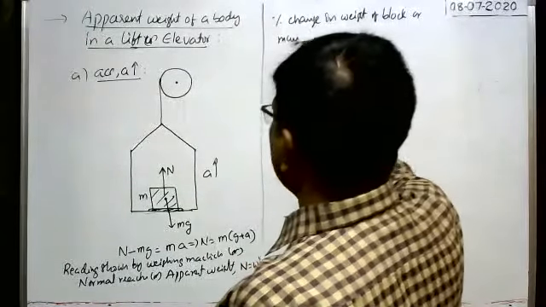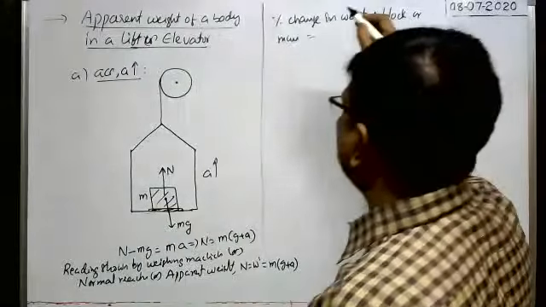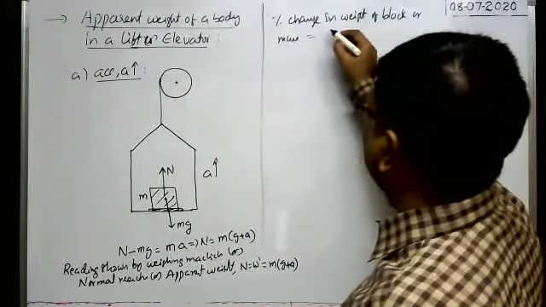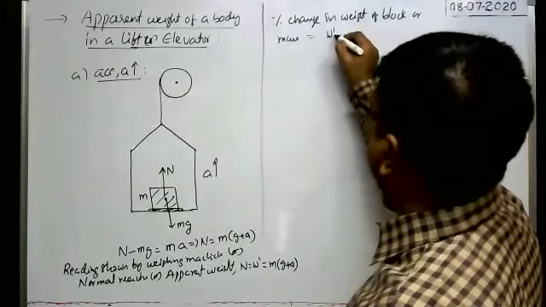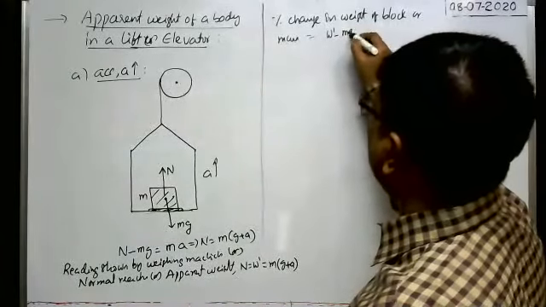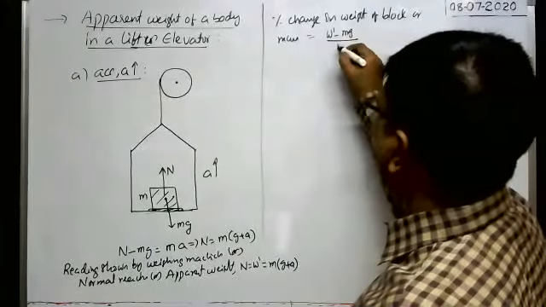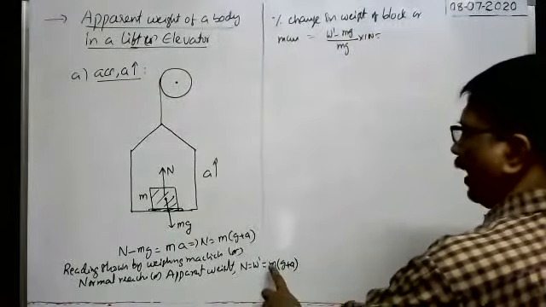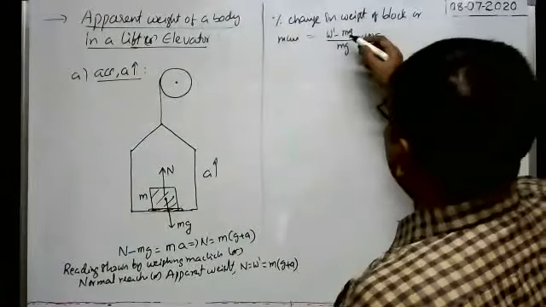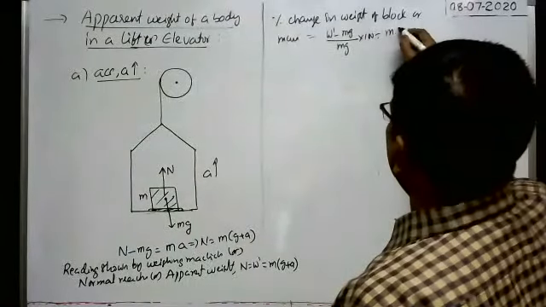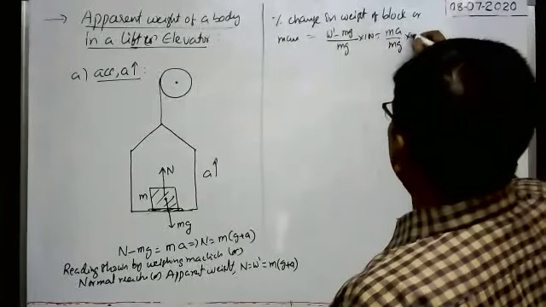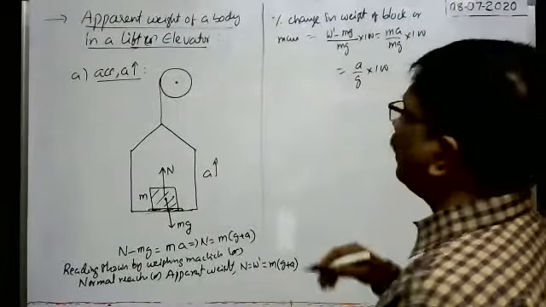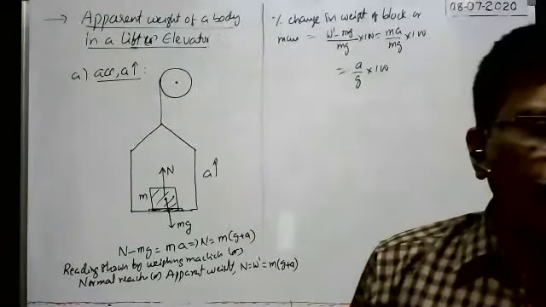In this case, while moving upwards, the percentage change is equal to the increase in weight divided by the actual weight, times 100. Increase in weight means apparent weight minus actual weight mg, divided by actual weight mg, times 100. Apparent weight means mg plus ma minus mg, divided by mg. That means ma by mg, times 100, which is equal to a by g times 100. This is the percentage change in the weight of the body.